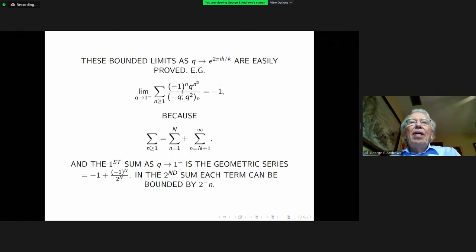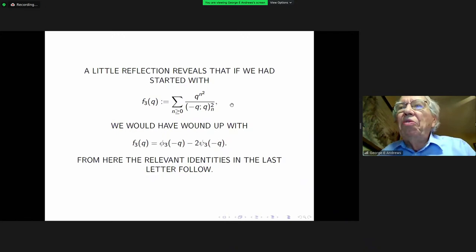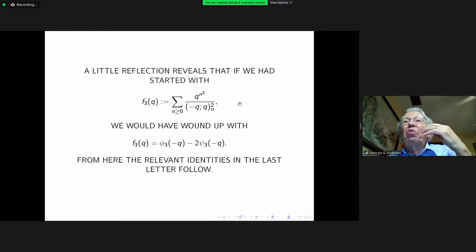So F3 is this series. As you recall, I had some errors before, but now this is correct, where you have this series. Instead of q squared sub n, you have minus q squared sub n. And you can go through exactly the same argument that I went through with the original series, and you'll wind up with this. And from this, the relevant identities follow.